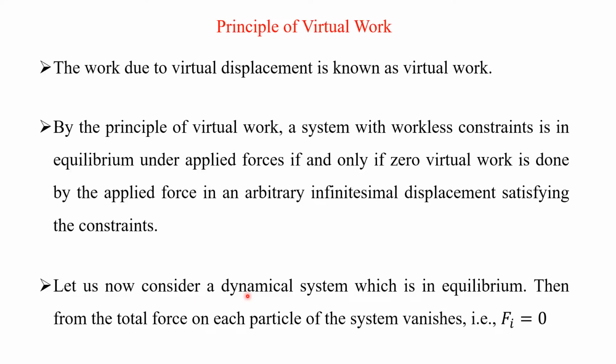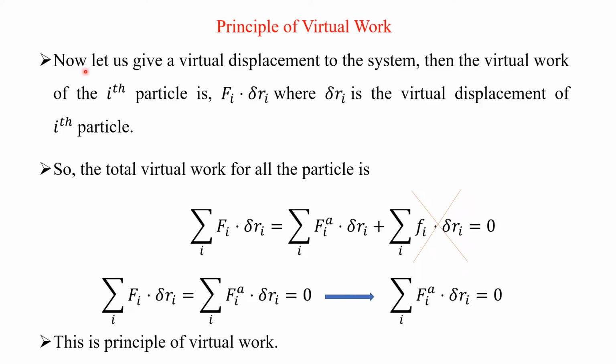Let us now consider a dynamical system which is in equilibrium. Then the total force on each particle of the system vanishes. That is, the total force is equal to zero, Fi is equal to zero. Now, let us give a virtual displacement to the system. Then the virtual work of the ith particle is Fi dot delta Ri, where delta Ri is the virtual displacement of the ith particle.